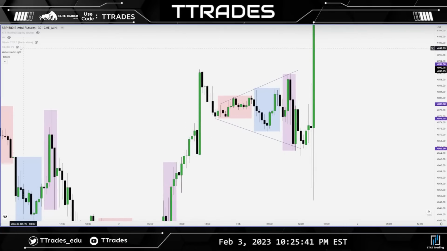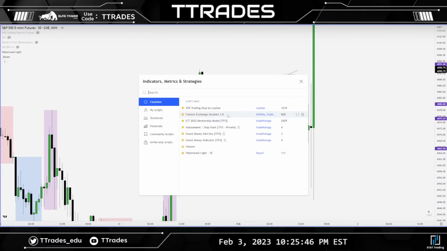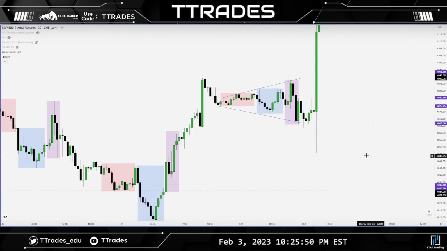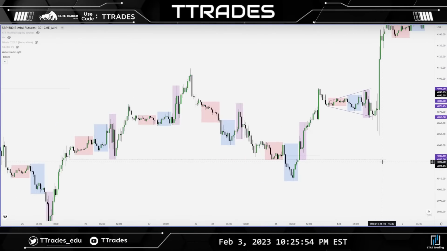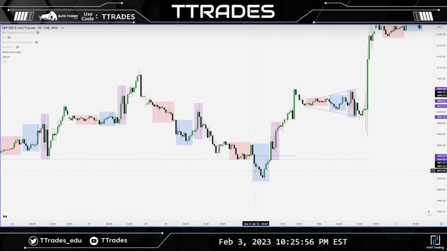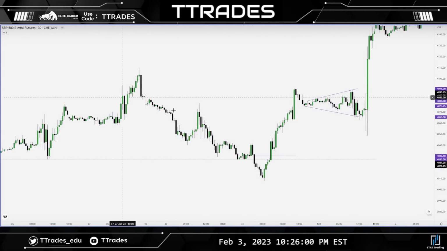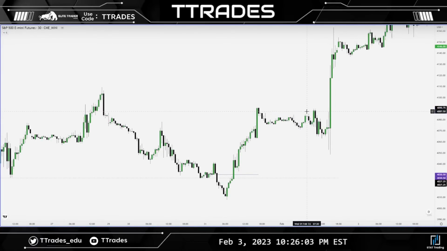That indicator name, if you just search underscore boxes, is futures exchange session by Infinity Trading. I use it because it's a nice visual. I adjust the times a little so they kind of combine. So you'll notice that it's a little bit off from what it is, but that's just what I do.